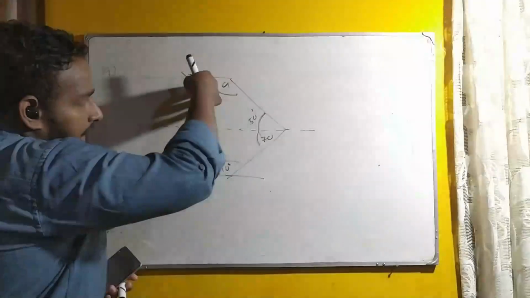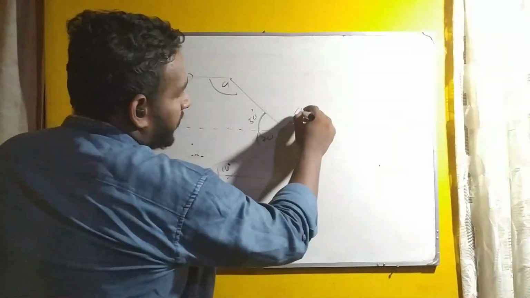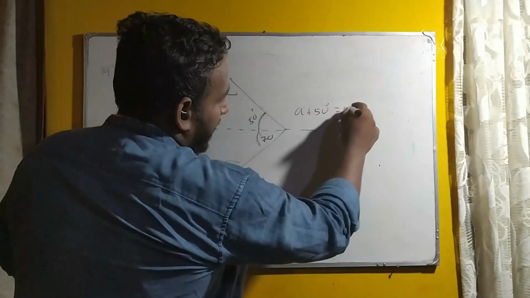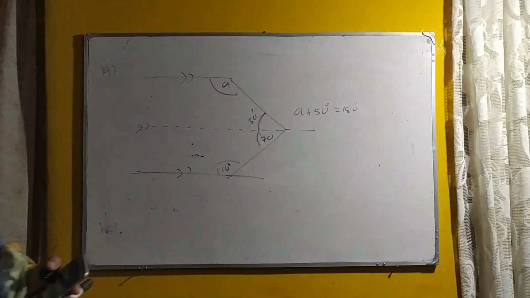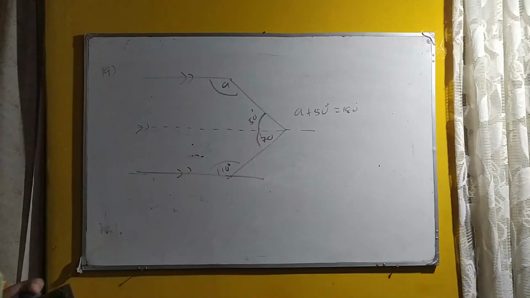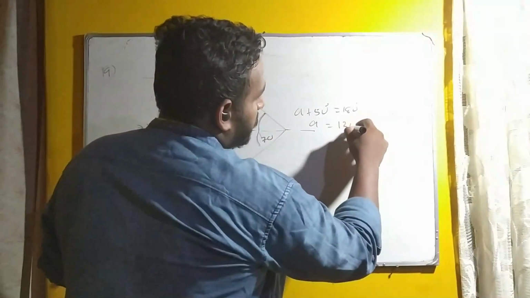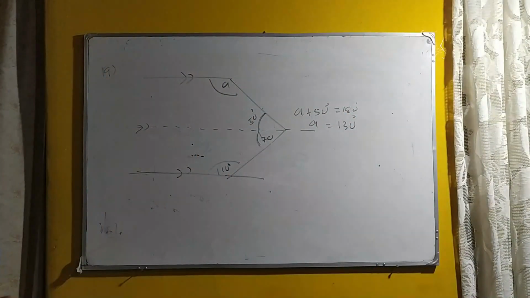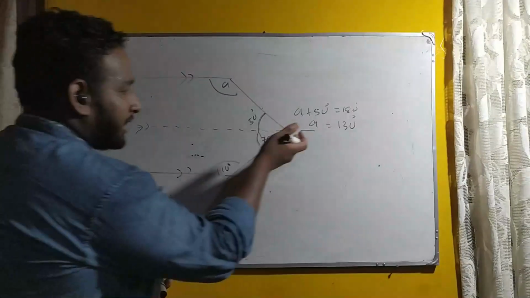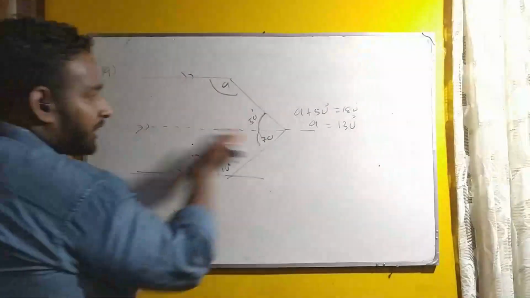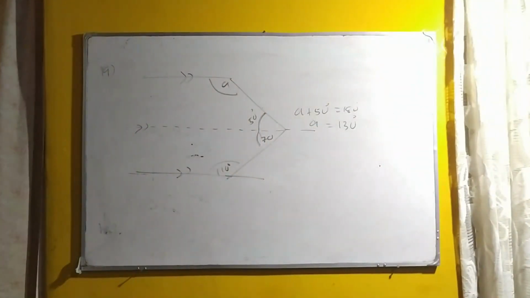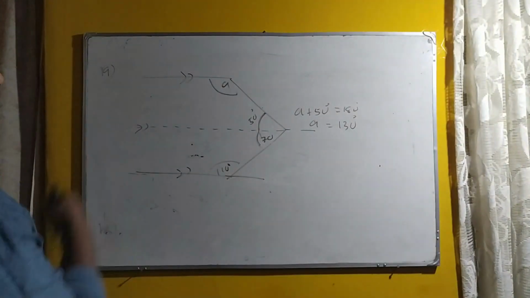So just tell me, A plus 50 is equal to how much? 180. What is the reason? Allied angle, sum of allied angles in a parallel line is equal to 180. So A is equal to how much? A should be equal to 130. Just easy stuff. You should think this. If you draw this line, you can do it easily. So that is the main point in this question.